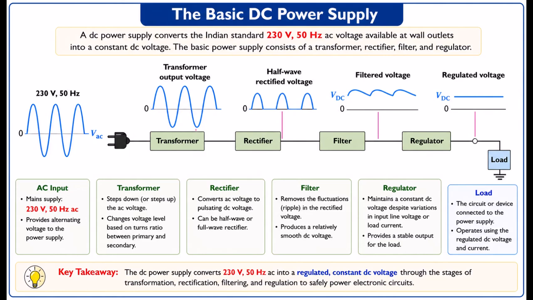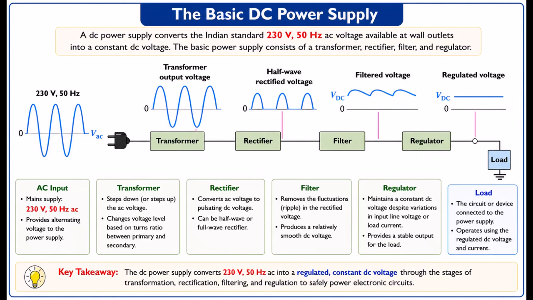The pulsating DC output of the rectifier is next applied to the filter. The purpose of the filter is to reduce the fluctuations present in the rectified voltage. These unwanted variations are called ripple. A filter commonly uses a capacitor connected across the load. The capacitor charges when the rectifier output rises toward its peak value. When the rectifier voltage begins to fall, the capacitor discharges slowly through the load.